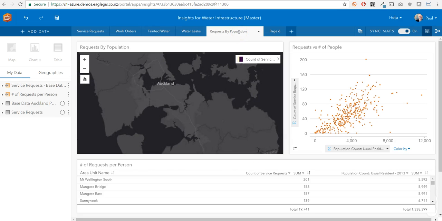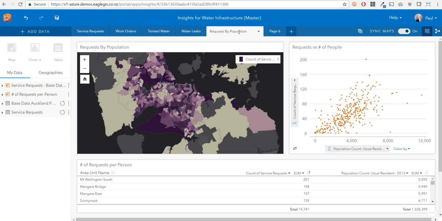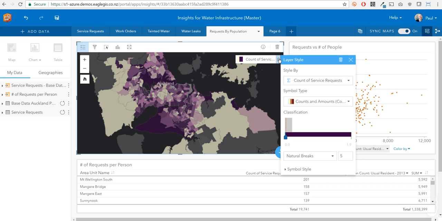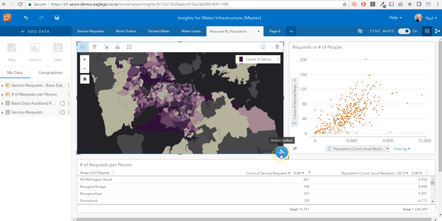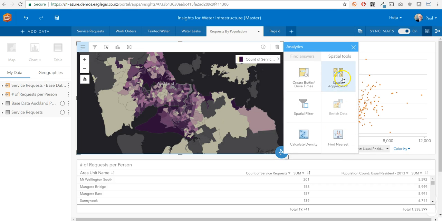We can even look at relationships between our assets and demographics. Here we see the number of service requests, but we've normalized them by population, in this case in area units. The darker areas indicate a higher call rate. And as GIS professionals, we always want to normalize human-related data by the population present. Now this capability is available to our other analysts throughout the organization using spatial aggregation.